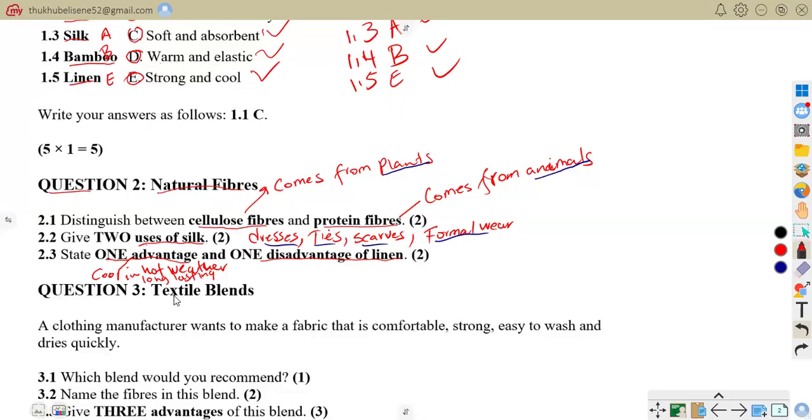Linen is long lasting. Why? Because linen wrinkles easily and may need ironing. So these are our advantages: cool in hot weather and also long lasting. So the disadvantage now of linen is that it creases easily.